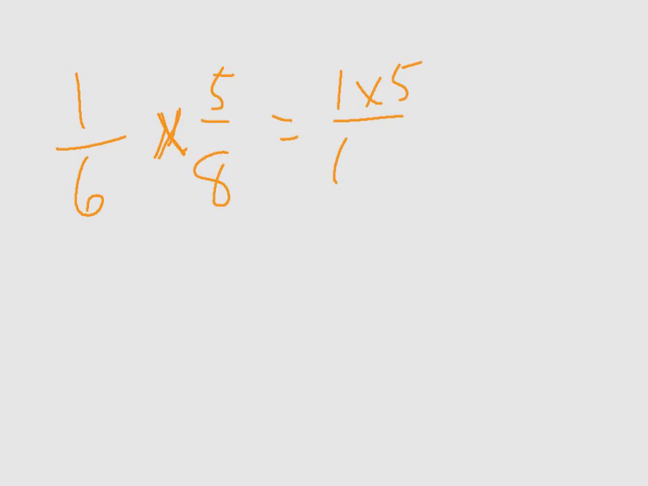So today, let's start with 1/6 times 5/8. So what that turns into is 1 times 5 over 6 times 8. 1 and 5 are both prime, so I cannot reduce anything early, so it turns into 5/48.